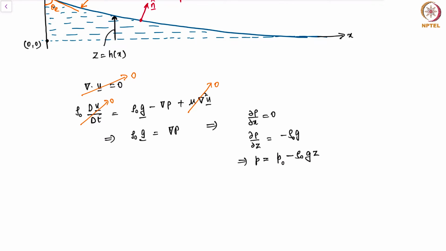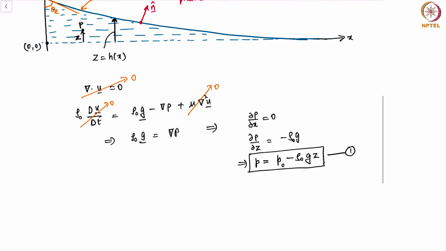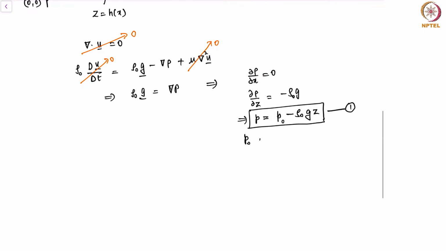Okay, so we have basically got the pressure anywhere in the fluid. Let's call this equation 1. So this tells us that if I am at some arbitrary location Z from the bottom, then the pressure at that point P will be P naught minus rho g z. And what is P naught? P naught is the pressure at Z is equal to 0.